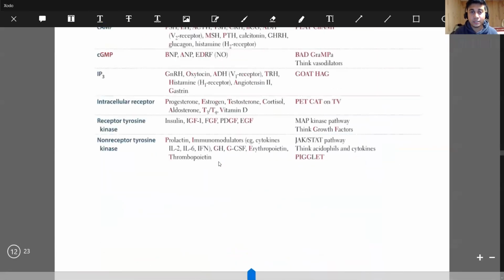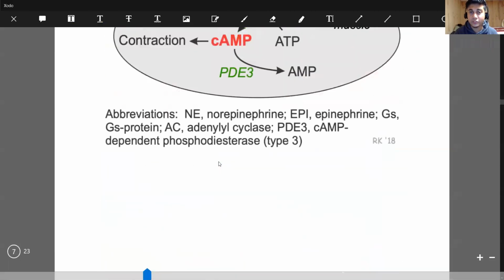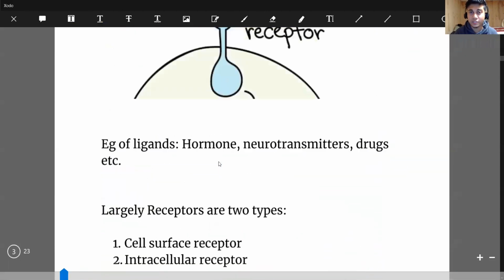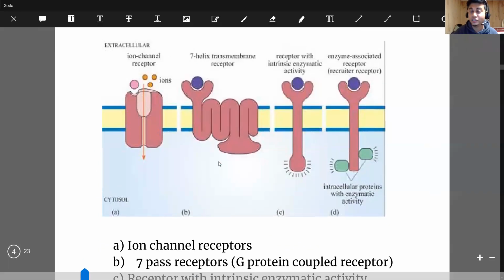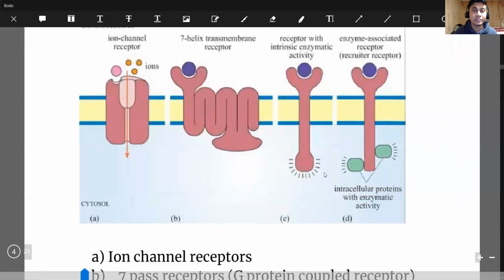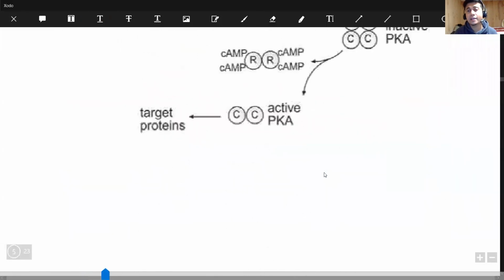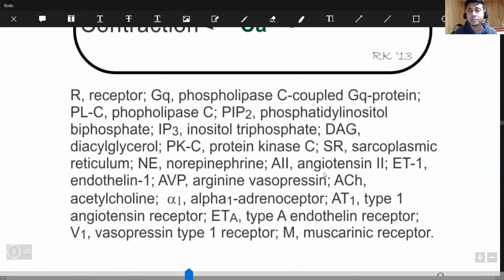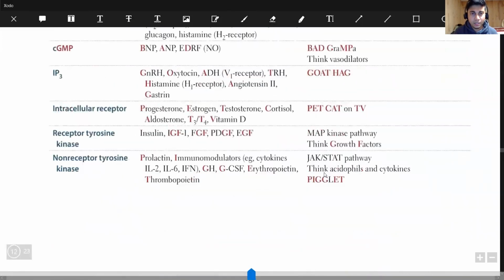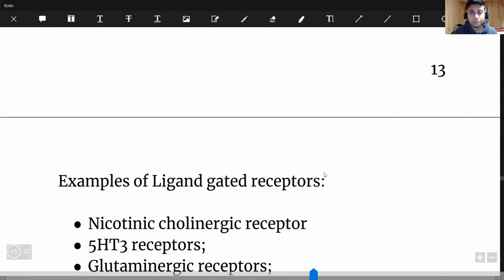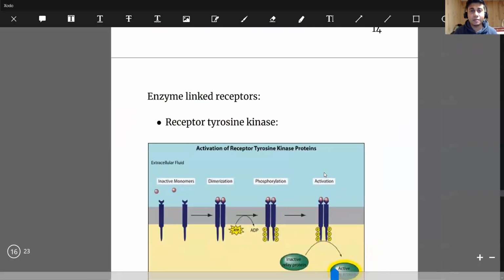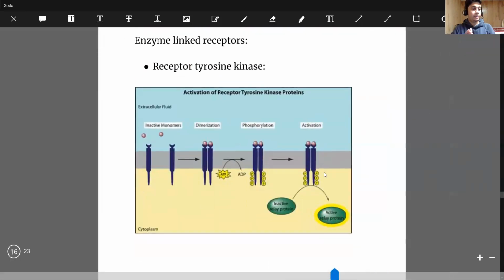Now, so far, we discussed the G protein coupled receptors, that means the 7 transmembrane receptors, and we discussed the ion channel receptors. Now, what is left is the receptors with intrinsic enzyme activity. That means receptor tyrosine kinase, and another is the non-receptor tyrosine kinase. Let's go over it. Here you see the enzyme linked receptor. First is the receptor tyrosine kinase.